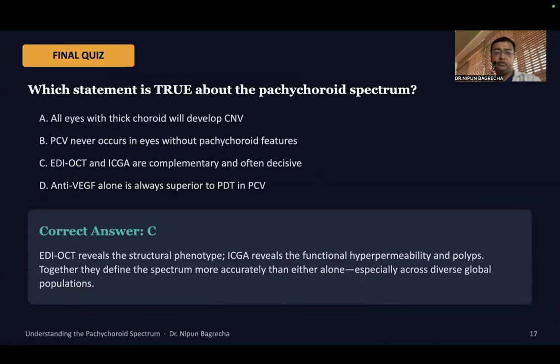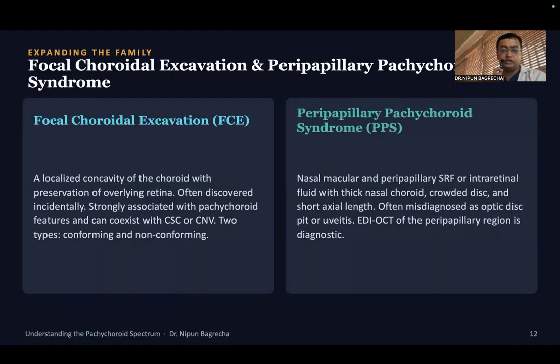So before coming to the focal choroidal excavation, there is one focal choroidal excavation because of the RPE bowing and the sagging of the Bruch's membrane. There is a depression because of the outpouching of the RPE and the Bruch's membrane. And there are two types, the conforming and the non-conforming focal choroidal excavation.